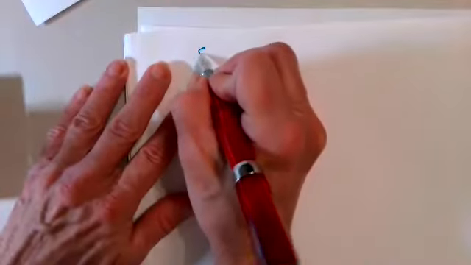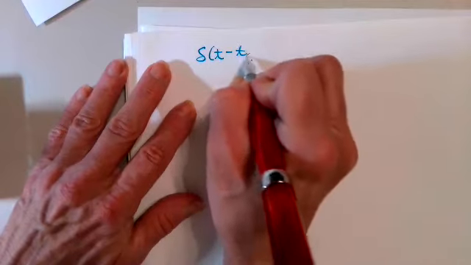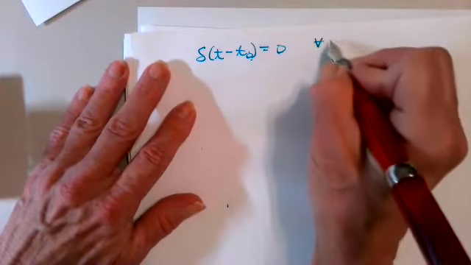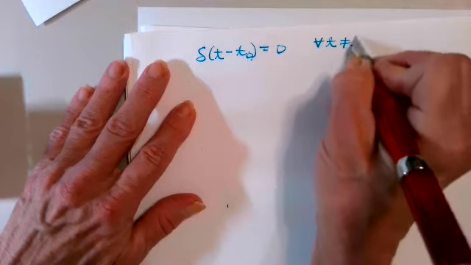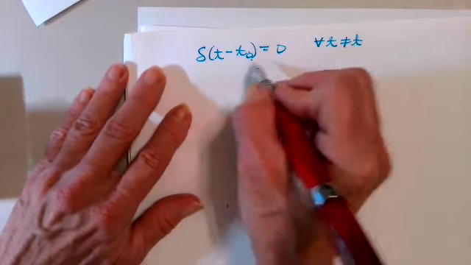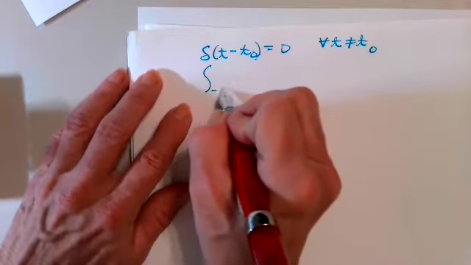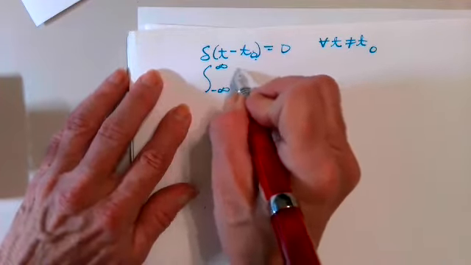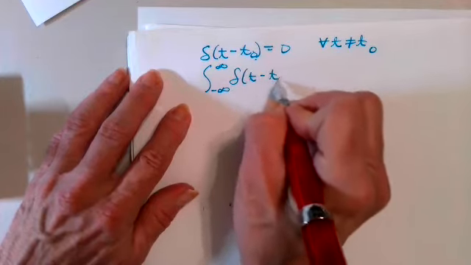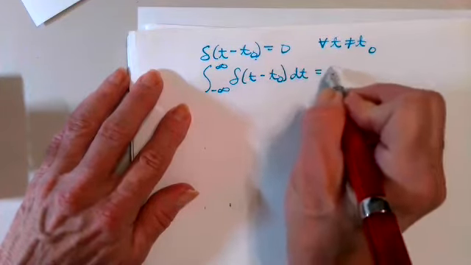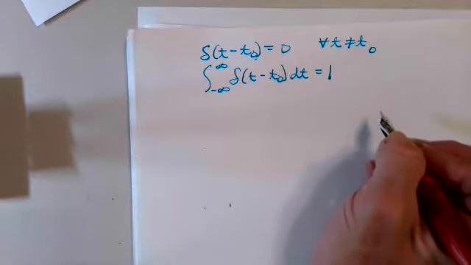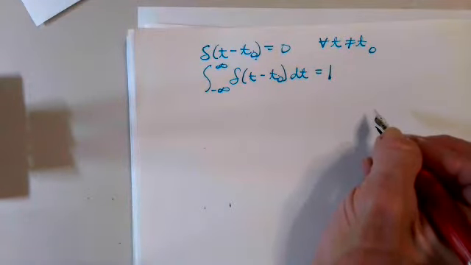That's okay. And you can shift it. Sometimes it's useful to have a shifted version, delta of t minus t0. This is equal to 0 for all t not equal to t0. And the integral from minus infinity to plus infinity of delta of t minus t0 dt is equal to 1.